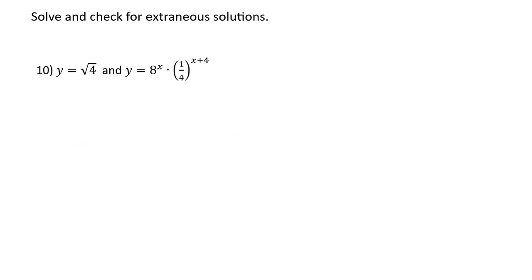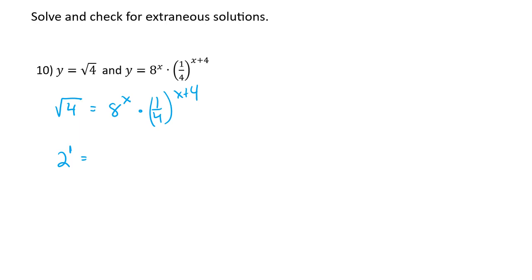All right, so here we've got two equations. They both equal y, so we can set them equal to each other. So I have the square root of 4 equals 8x times 1/4 x plus 4. On the left side, the square root of 4 is just 2, so technically it's 2 to the first.